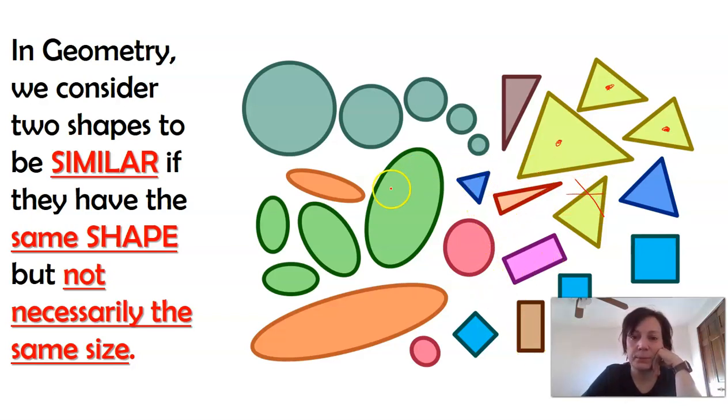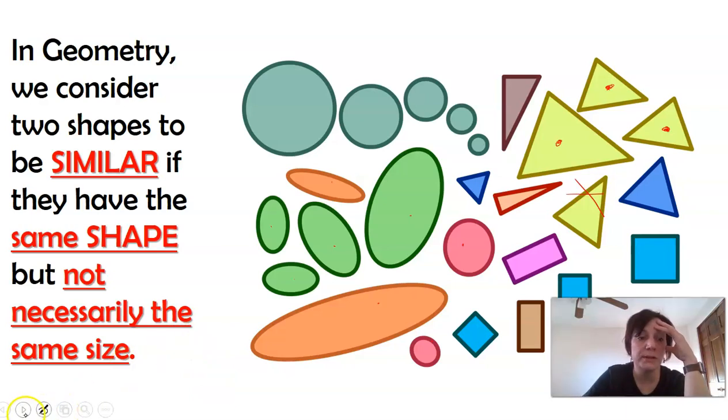Let's see. Like these ovals, they're all the same shape. They're just scaled versions of each other. These two pink ovals, same shape, just scaled versions of each other. These two pink ones, same shape, scaled versions of each other. That's similar. Okay. So it's pretty easy to recognize similar shapes visually.